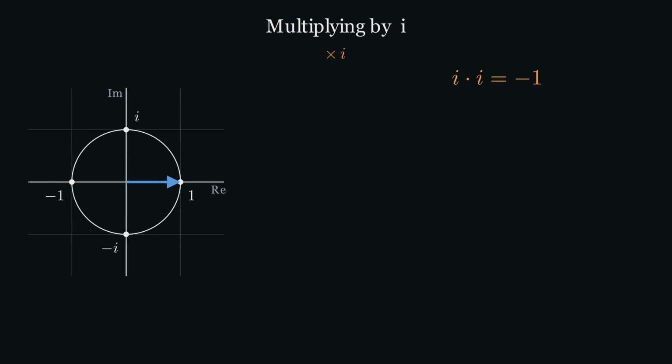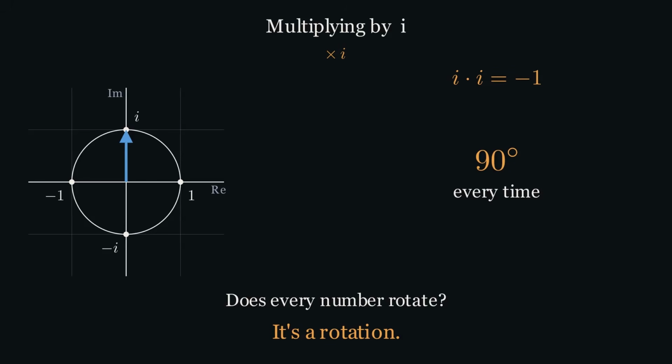So multiplying by i isn't really about the number -1 at all. It's a rotation, 90 degrees every time. And that's the little crack we're going to pry open. Because if i rotates by 90 degrees, maybe every complex number rotates by something. Let's set it up properly.